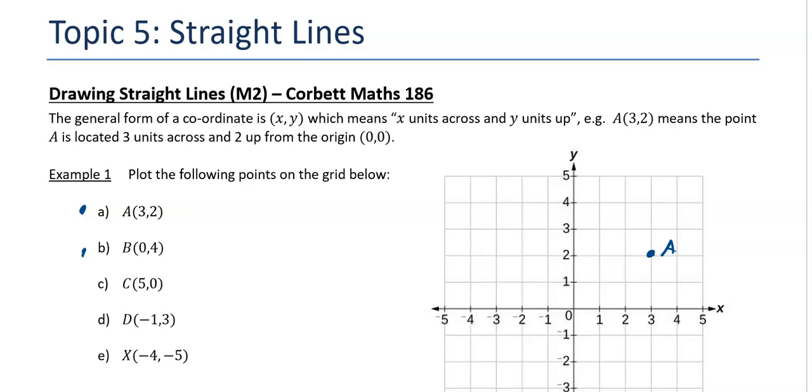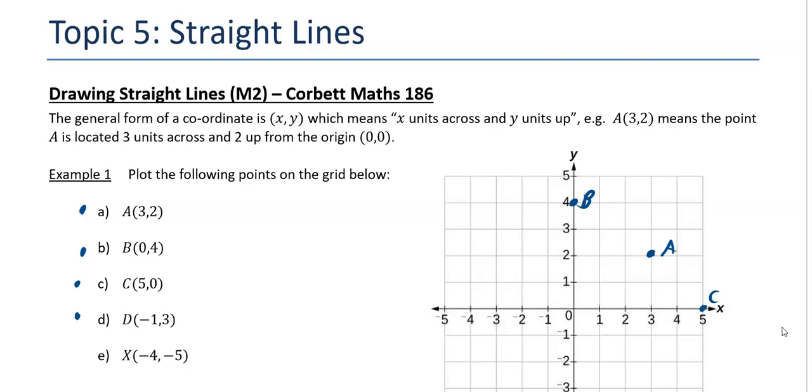Your second one, B, is (0, 4). So that means you go 0 across, so you don't go across, and you go up 4. So your B is going to be here on your y-axis. Next one is C, which is (5, 0). So (5, 0) means you go 1, 2, 3, 4, 5 across, and you go 0 up. So your C is actually just going to be here.